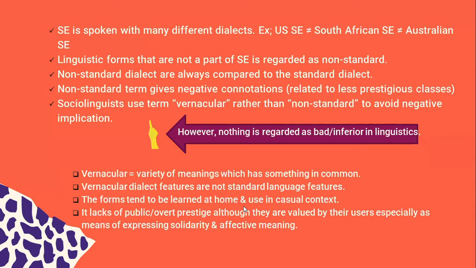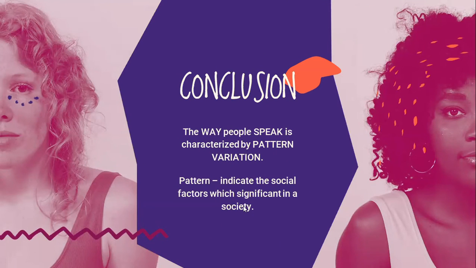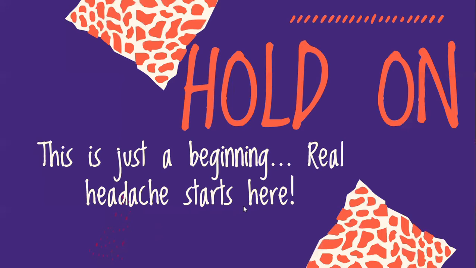Okay, so this is the conclusion. The way people speak is characterized by pattern variation. This pattern indicates the social factors which are significant in a society. So hold on, that's only the conclusion for standard English.